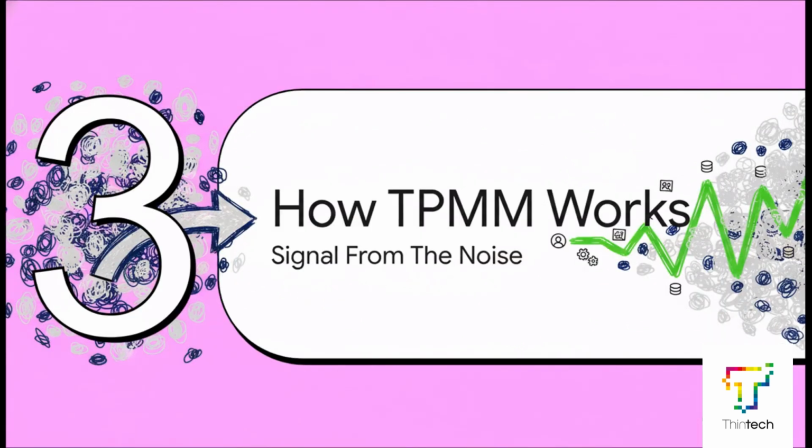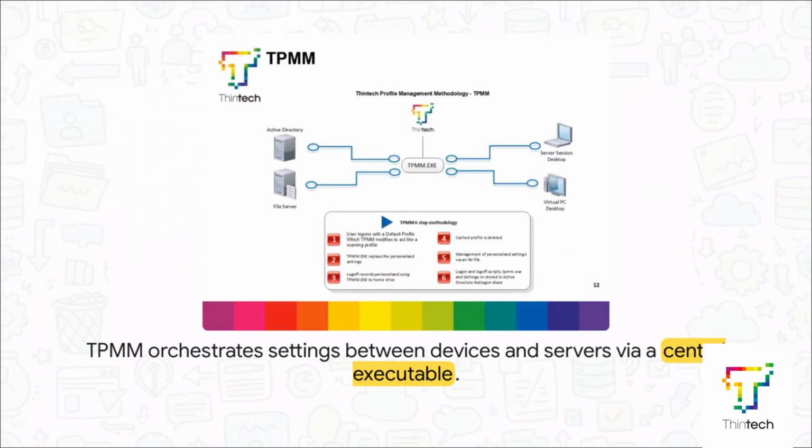Okay, so that's the big idea. But how does it actually work? Let's get into the mechanics and see how TPMM separates the important stuff, the signal, from all of that background noise. This diagram gives you the 30,000-foot view. Now don't worry about all the lines and arrows, just focus right on the center, that one single executable, tpmm.exe. You can think of it like an air traffic controller for user settings, directing only the essential stuff where it needs to go.